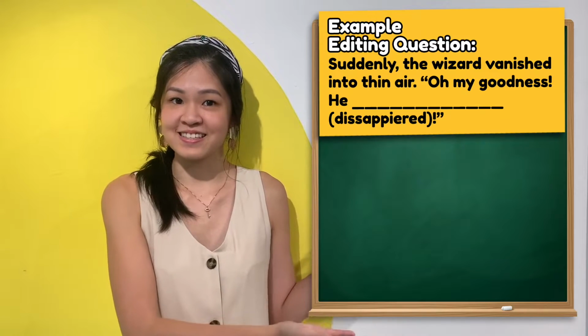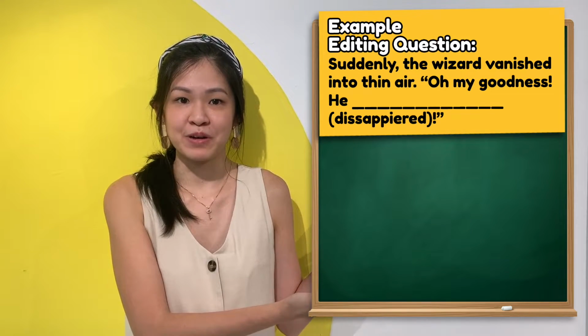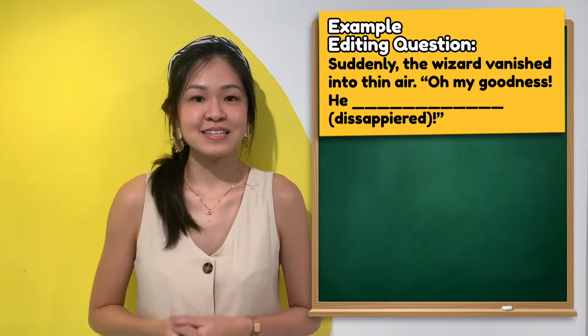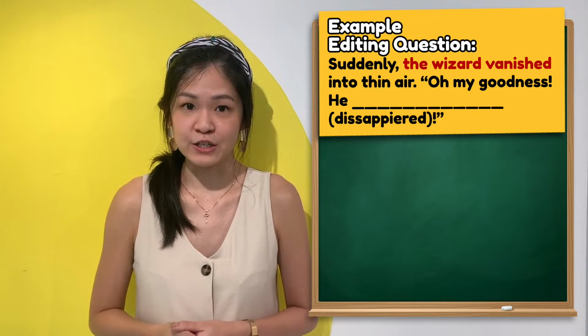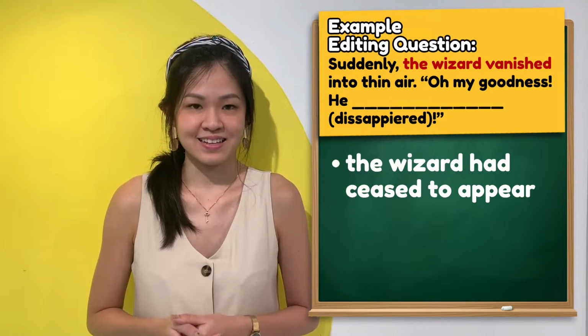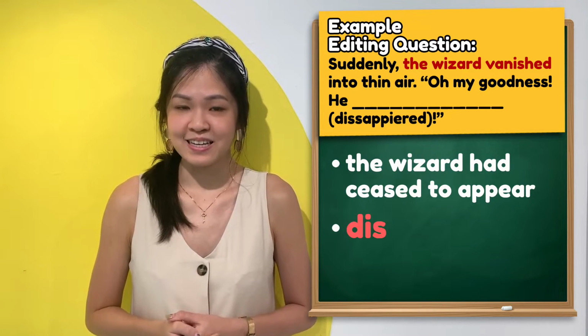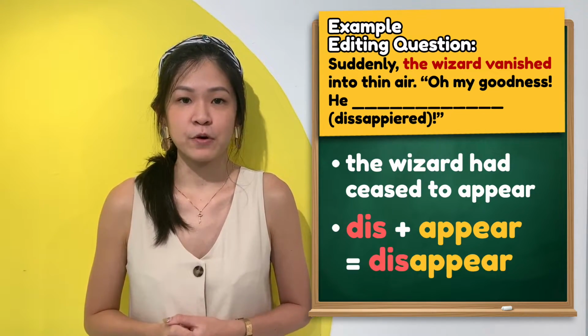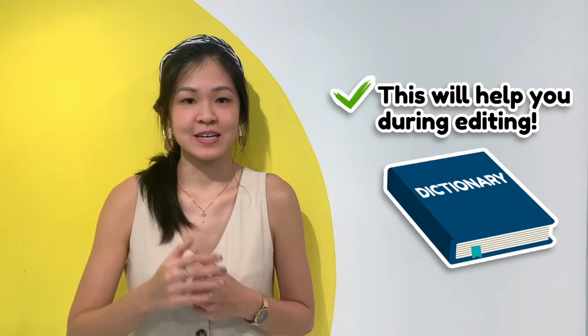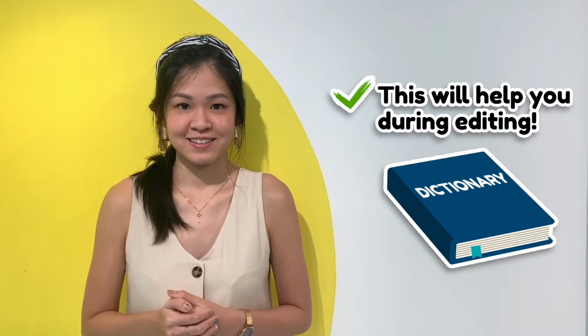Take a look at this sentence in an example editing practice. Since the clue is that the wizard vanished, we know that the wizard had ceased to appear. Adding the prefix dis to appear will then form your answer. This makes it easier for you to edit spelling errors in editing.